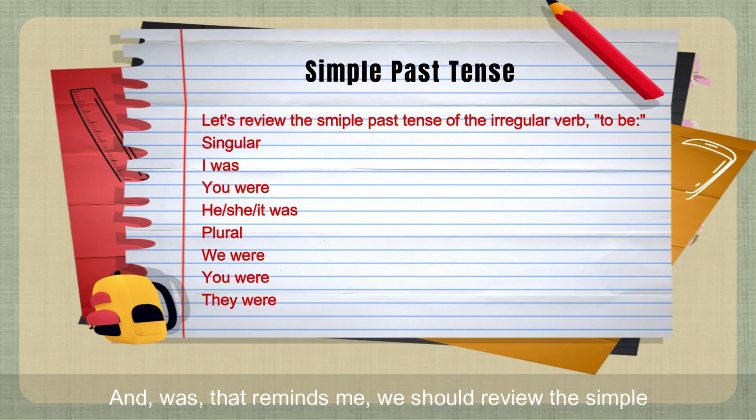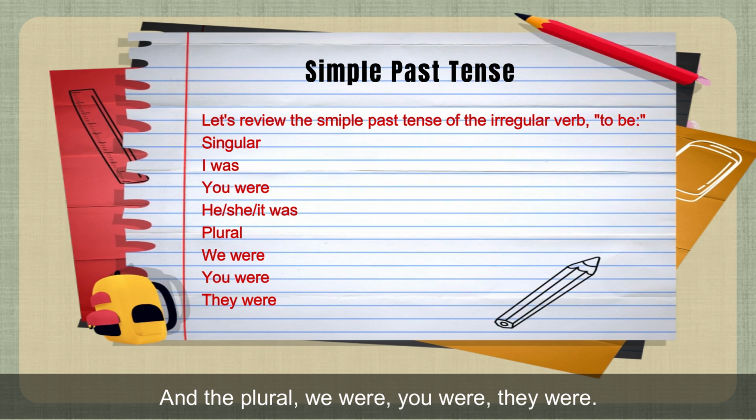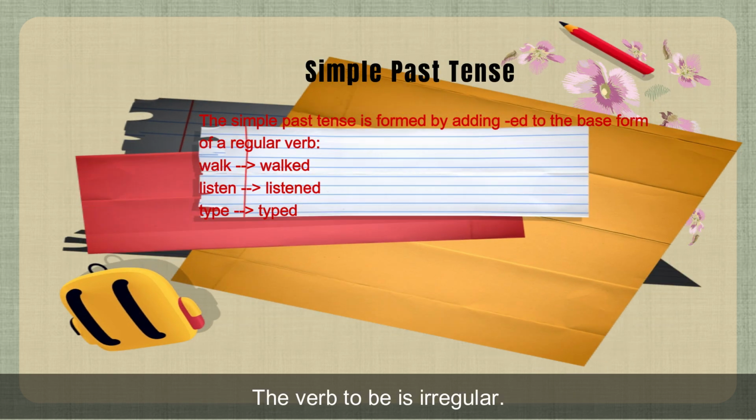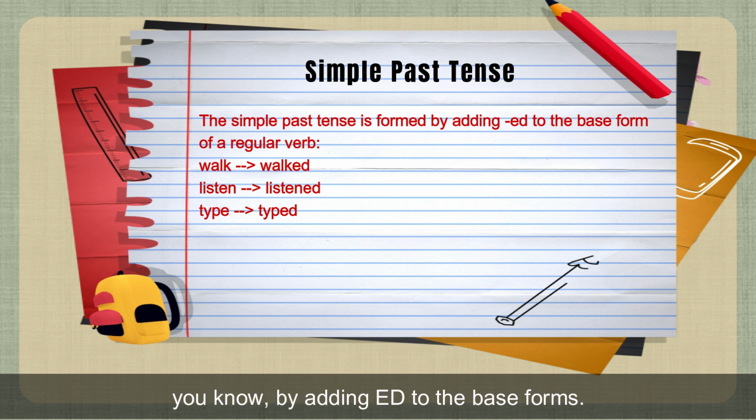And that reminds me, we should review the simple past tense of the irregular verb to be. Good idea. Singular: I was, you were, he, she, or it was. And the plural: we were, you were, they were. The verb to be is irregular. For regular verbs, the simple past tense is formed, as you know, by adding ed to the base forms. Right, so walk becomes walked. Yes, and listen becomes listened.